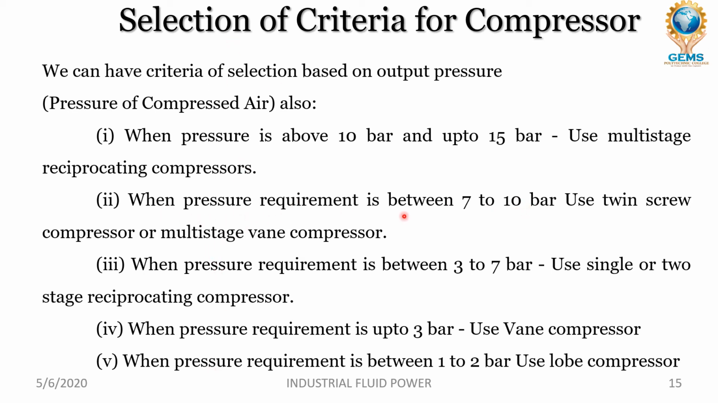When the output pressure requirement is between 7 to 10 bar, use a twin screw compressor or multi-stage vane compressor. When the output pressure requirement is between 3 to 7 bar, use a single or two stage reciprocating compressor. When the pressure requirement is up to 3 bar, use a vane compressor. And when the output pressure requirement is between 1 to 2 bar, use a lobe compressor.